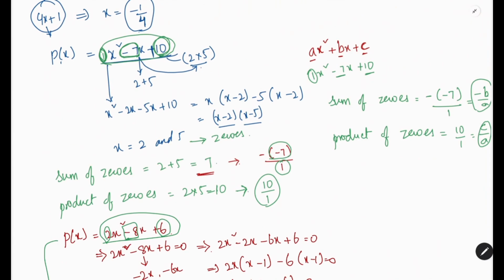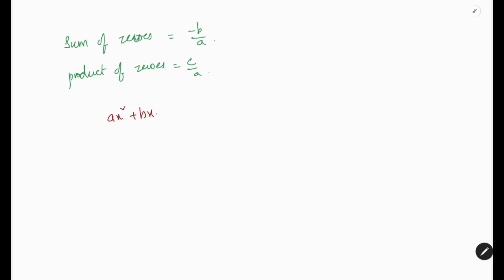Okay. You have to remember these formulas. Sum of zeros of a quadratic polynomial is minus b by a. And product of zeros equal to c by a. See, what is the quadratic polynomial? It is ax square plus bx plus c equal to 0. See here, a is the coefficient of x square, b is the coefficient of x, c is the constant term.